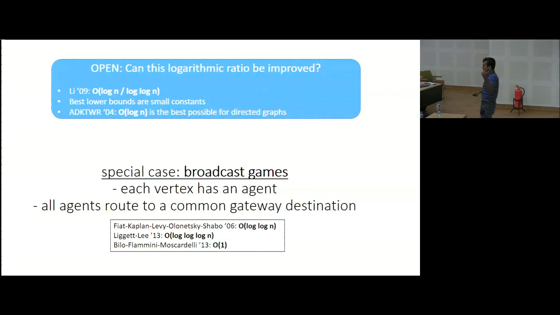All right, so we'll talk about broadcast games. And I won't actually show you any of these results because they are somewhat technical. But what I will show you is how these assumptions help us. What I'll show you, in fact, is a way to still obtain a logarithmic bound, but using a completely different technique that's very specific to broadcast games. And in fact, more refined versions of these techniques lead to these results.